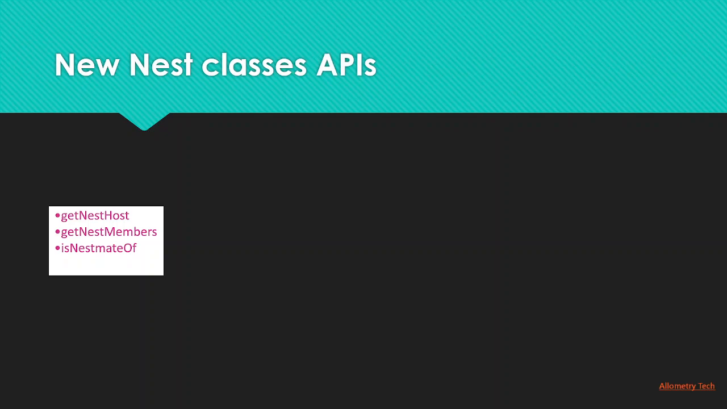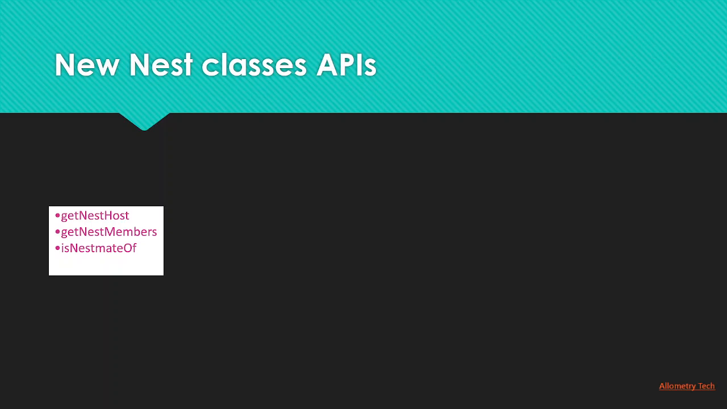So in Java, we will generate the same thing that I discussed. New nest classes APIs, what are these? getNestHost, getNestMembers, isNestmateOf. Okay, so nest host, nest member, and nest mate. What is this? Will cover.